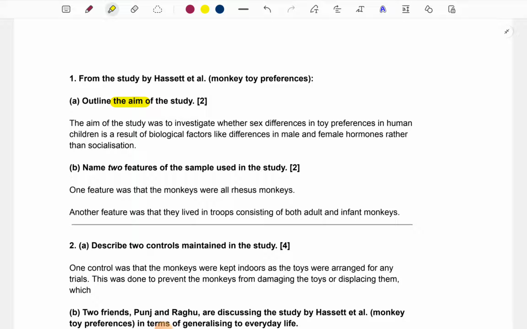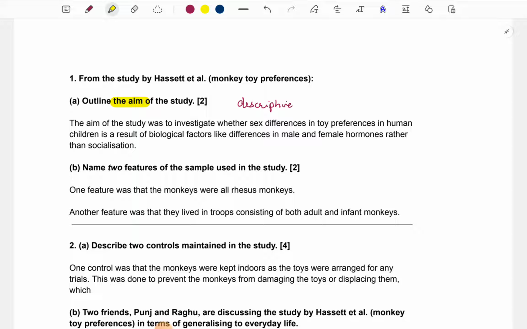Okay, as far as the aim of the study is concerned, this is a purely descriptive question. You could take two approaches here. Either you could memorize the aim directly from the textbook and write it, which is not very advisable because how much are you going to memorize after all? Understand and write what is the general purpose of the study, that would be better.